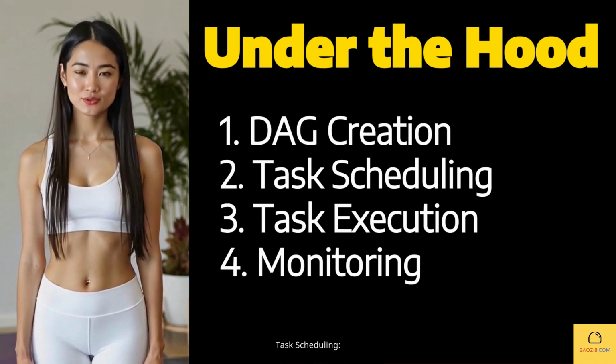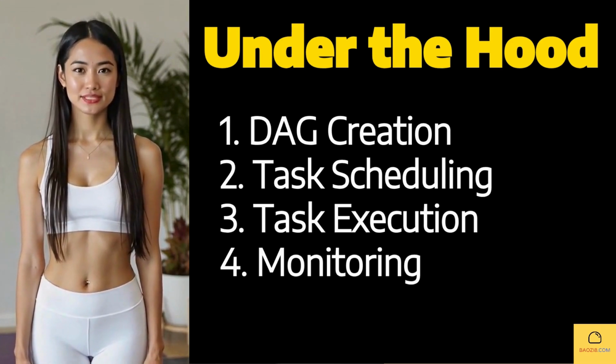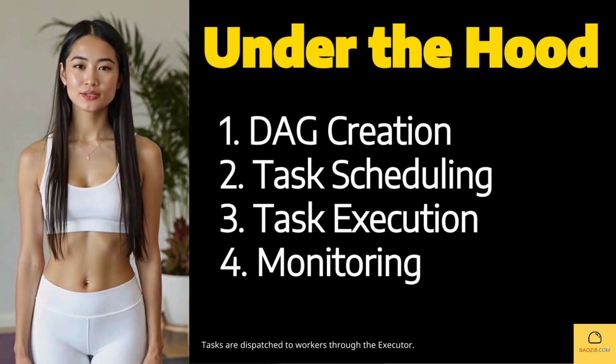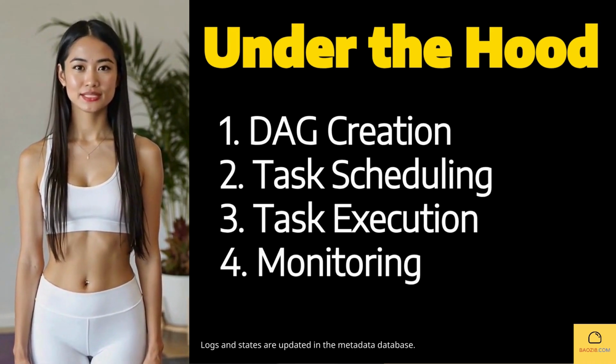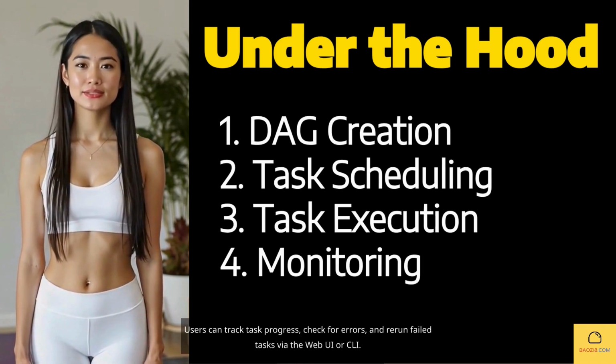2. Task scheduling. Based on the defined schedule, e.g., daily, hourly, the scheduler queues tasks for execution. 3. Task execution. Tasks are dispatched to workers through the executor. Logs and states are updated in the metadata database. 4. Monitoring. Users can track task progress, check for errors, and rerun failed tasks via the web UI or CLI.